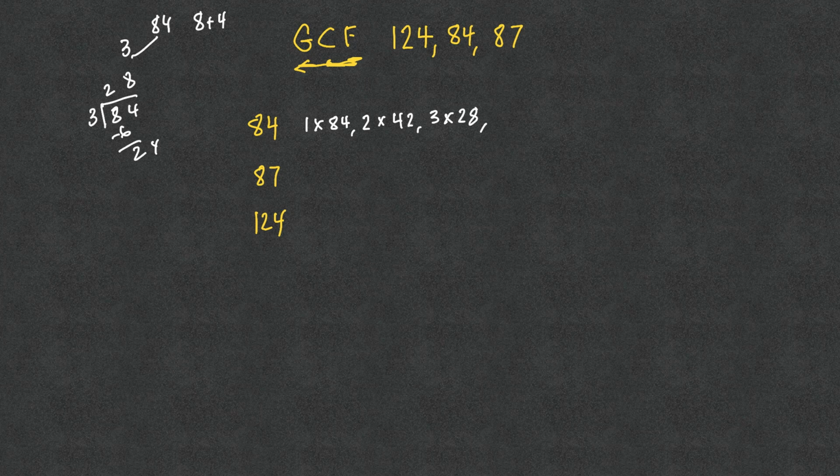What about 4? Does that go into 84? Well, I'm pretty sure it does, so I'm just going to check. 4, 2, 8, 0, 4, 1. Yes, 4 times 21. Look at that. Okay. Now, what about 5? No, because it doesn't end in 5 or 0.